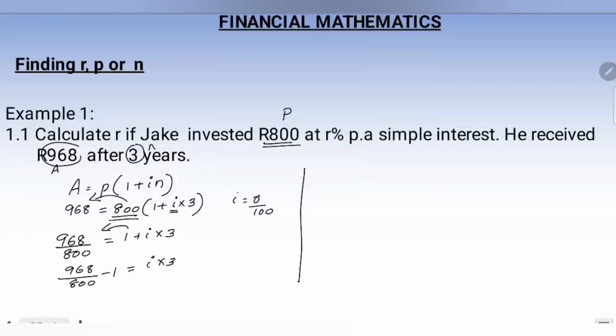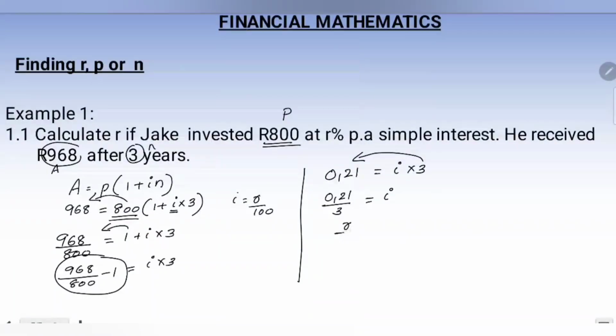Is it clear? Now this one, when you do it, you will get 0,21. 0,21 is equal to I times 3. Now we are almost there. What is left there? 3 is there with I. What is 3 doing here? Multiplication. So when you send 3 to the other side, it is going to divide, or divide both sides by 3. So it's going to be 0,21 over 3 is equal to I. Is it clear? So now we can see what I is.